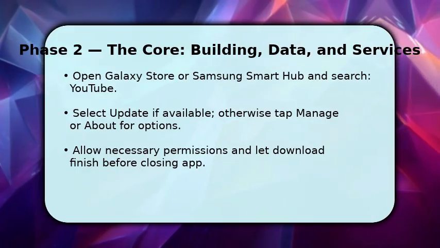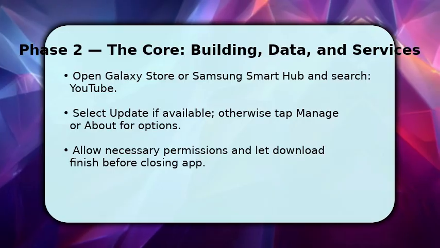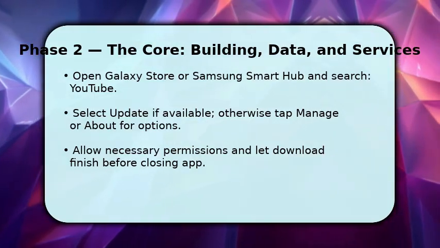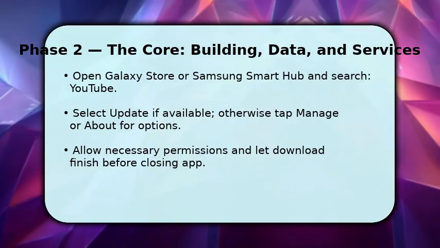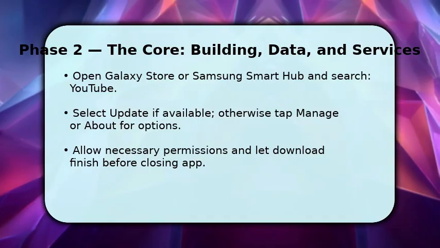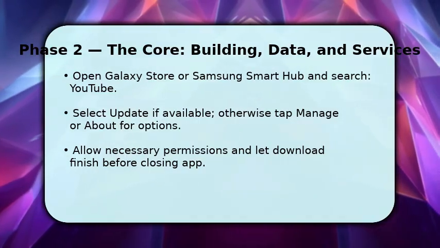Allow the store to request permissions and accept them because permission prompts stop installations. While downloading, keep the screen active and avoid switching networks. Once the download completes, wait for automatic installation. That completes the core update steps.